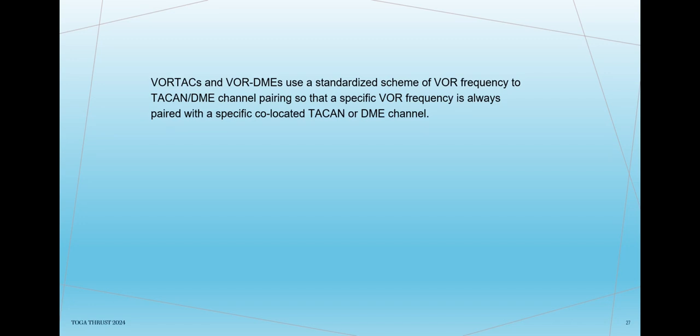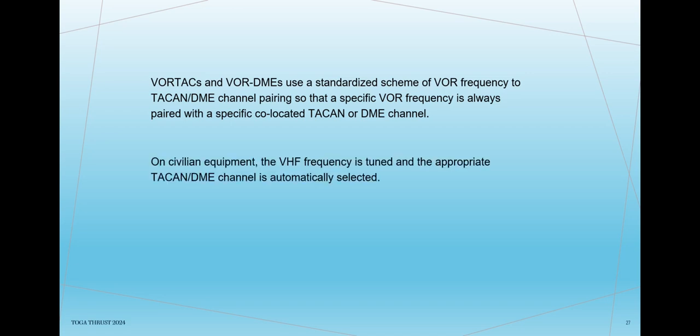Both VOR-DME and VORTACs use a standardized scheme of VOR frequency to TACAN/DME channel pairing, so that a specific VOR frequency is always paired with a specific co-located TACAN or DME channel. On civilian equipment, the VHF frequency is tuned, and the appropriate DME channel is automatically selected.